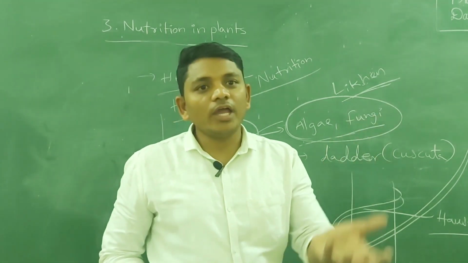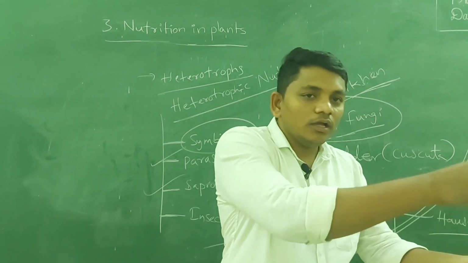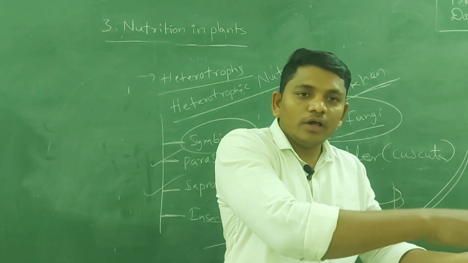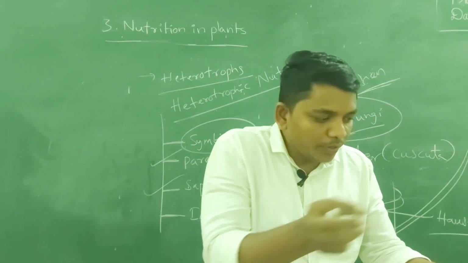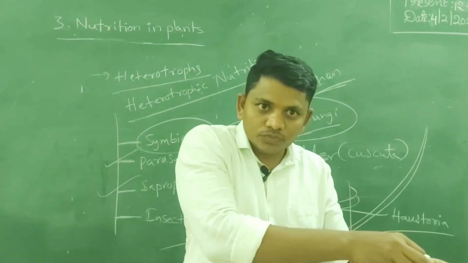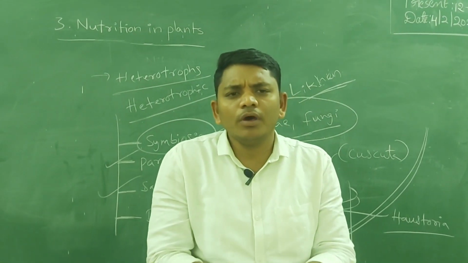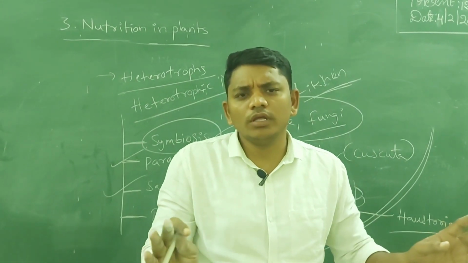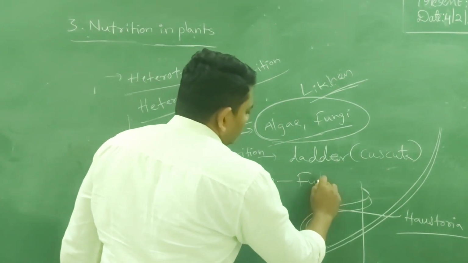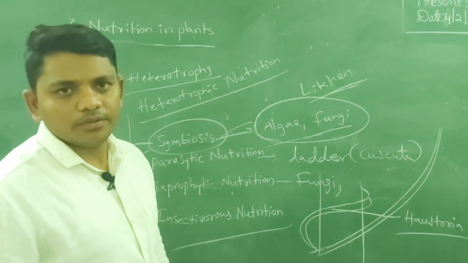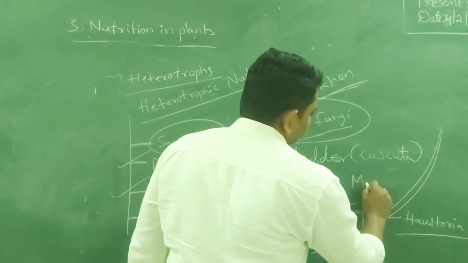For example, if an animal has died here, some type of fungi will come to this and eat the entire organic material and grow itself. So in this way, the fungus depends upon the dead organism. That is why this is called saprophytic nutrition. So saprophytes always depend upon dead and decayed organisms only. Okay, the best example for saprophytic nutrition is fungi. To be very clear, mushrooms.